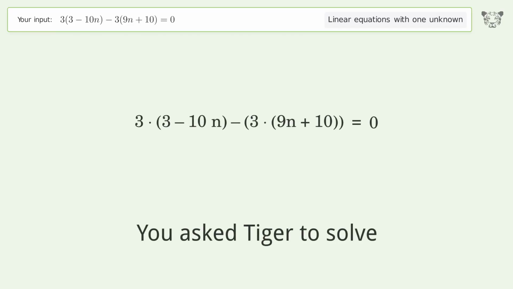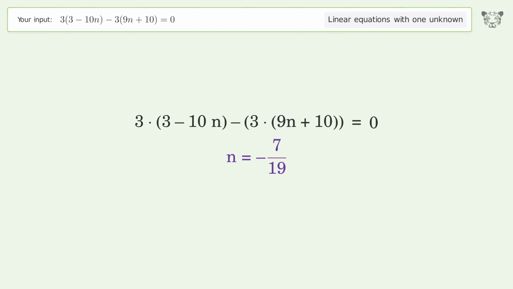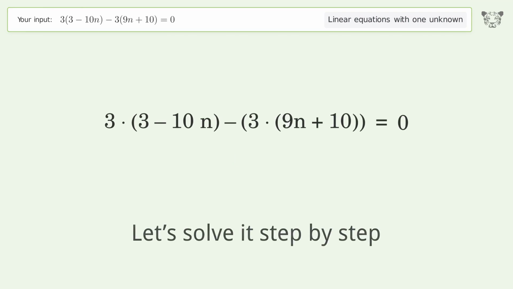You ask Tiger to solve. This deals with linear equations with one unknown. The final result is n equals -7/19. Let's solve it step by step.